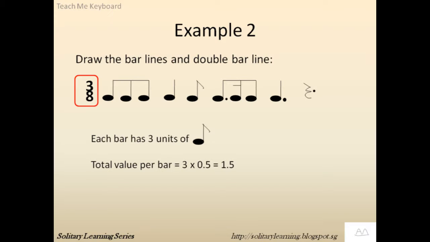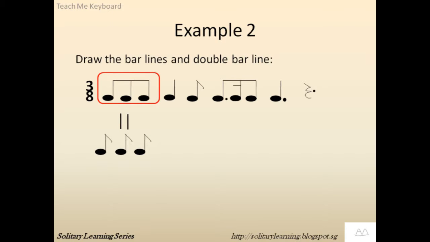The time signature for this question is 3/8. This means that there are 3 units of quaver or its equivalent per bar. In other words, since each quaver has a note value of 0.5, each bar has a value of 3 times 0.5, which equals 1.5.